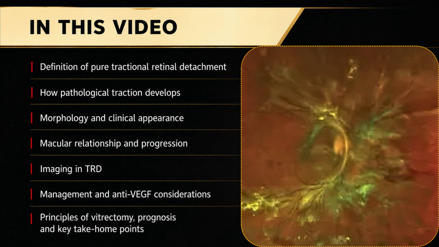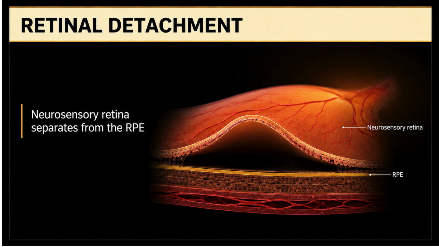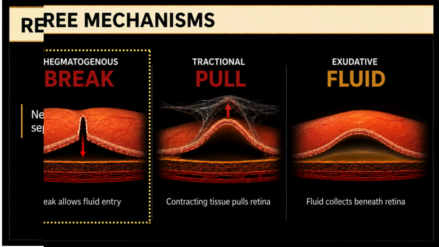Before we focus on tractional retinal detachment, let us first place it within the broader framework of retinal detachment. A retinal detachment, or RD, means that the neurosensory retina has separated from the underlying retinal pigment epithelium, or the RPE. As discussed in previous videos, there are three principal mechanisms.